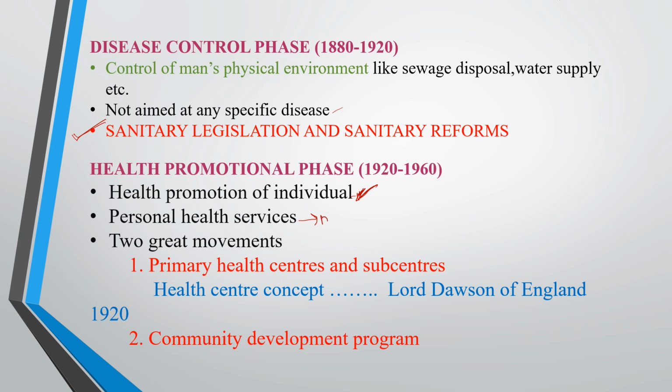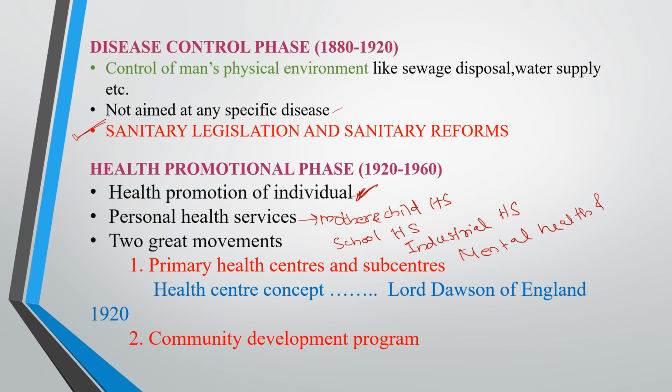Some examples are mother and child health service, then school health service, industrial health service, and then mental health and rehabilitation services.